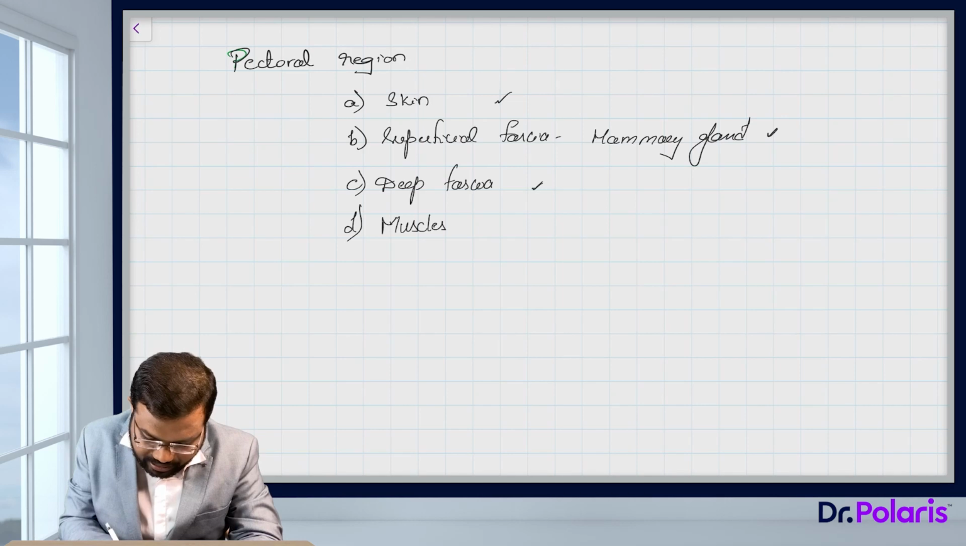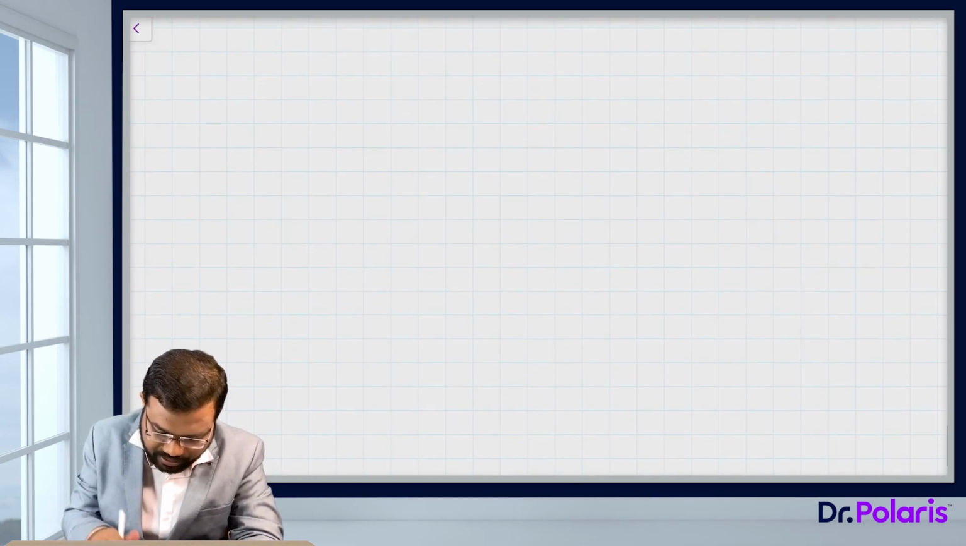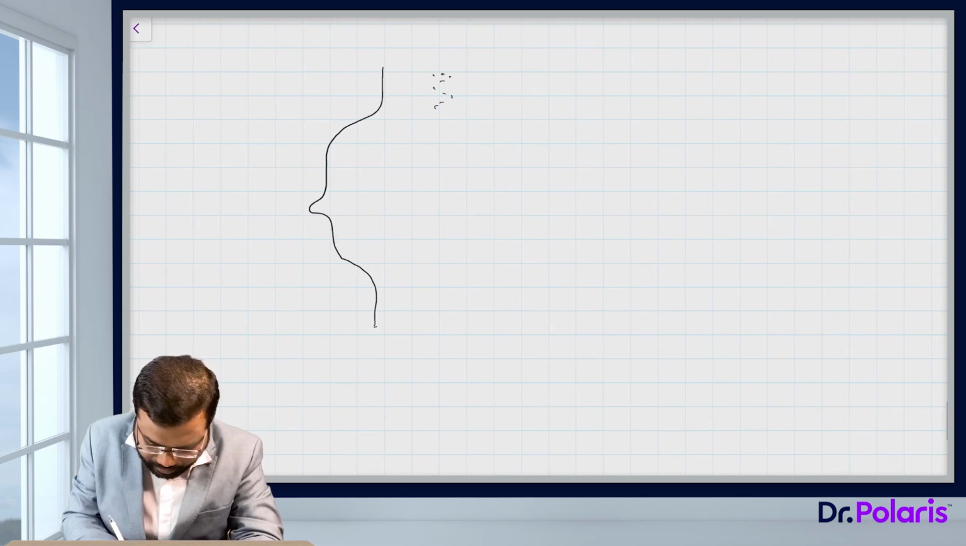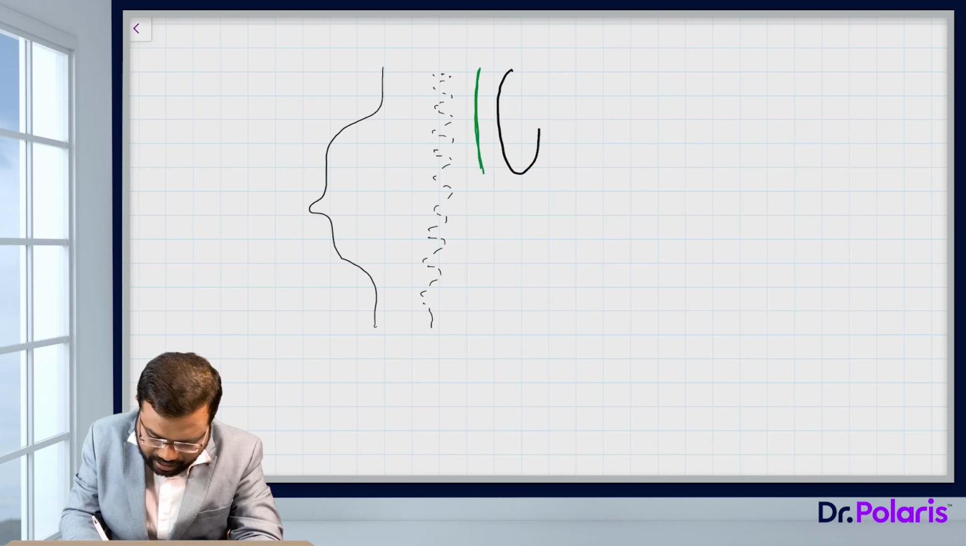Now we will be discussing this deep fascia or the pectoral fascia. Now how it is present, let's draw: this is the breast, and somewhere here is the retromammary space, and behind that retromammary space a fascia is running, that is called pectoral fascia, and this pectoral fascia is covering a muscle present behind, that is called pectoralis major.